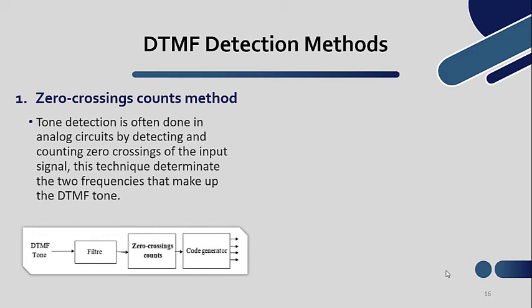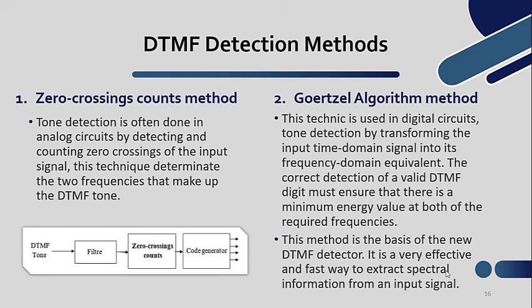The second one is the Goertzel algorithm method. This technique is used in digital circuits tone detection by transforming the input time domain signal into its frequency domain equivalent. The correct detection of a valid DTMF digit must ensure that there is a minimum energy value at both of the required frequencies. This method is the basis of the new DTMF detector. It's a very effective and fast way to extract spectral information from an input signal.